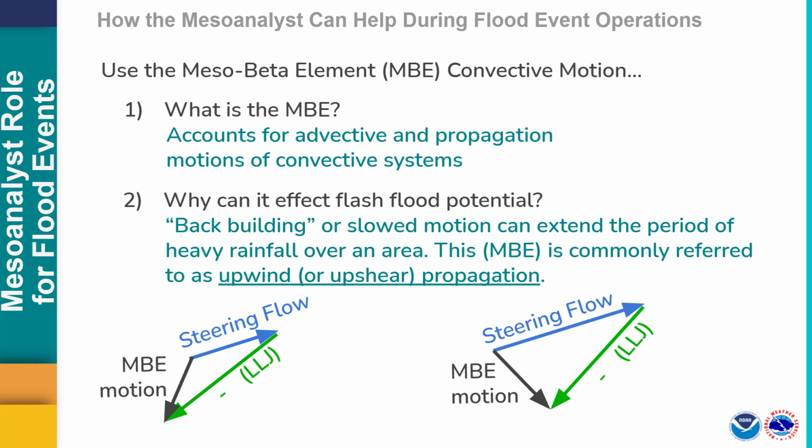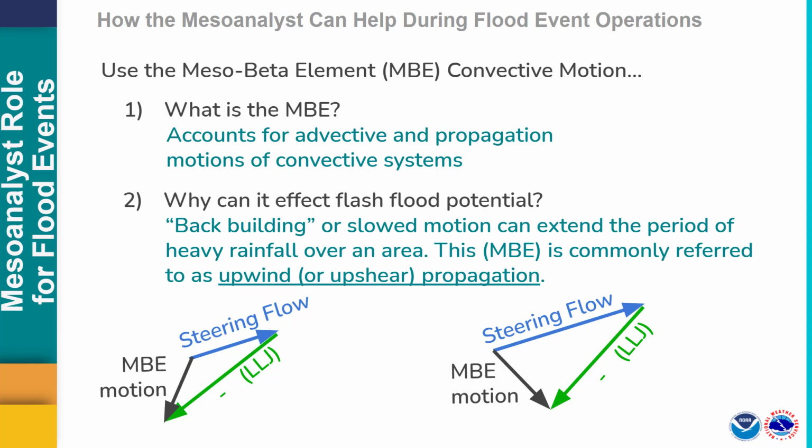As discussed also in the CLC training, it's important to understand mesobeta element, or MBE, convective motion, also referred to as upwind propagation. We account not just for the advective vector component of motion, but also the propagation vector component as well. These components can work together to produce rapid storm or system motion, or can work against each other to generate very slow motion or even a back-building convective result.